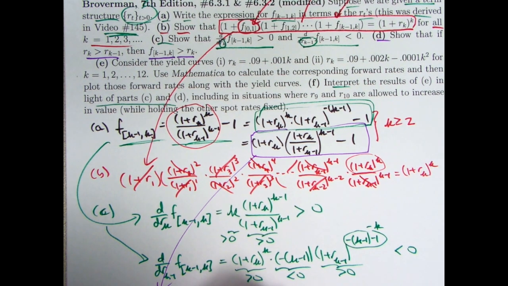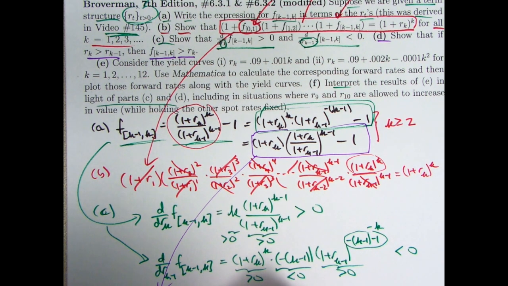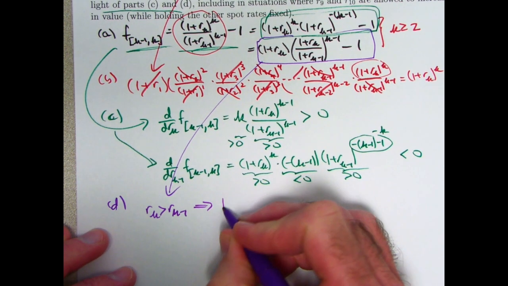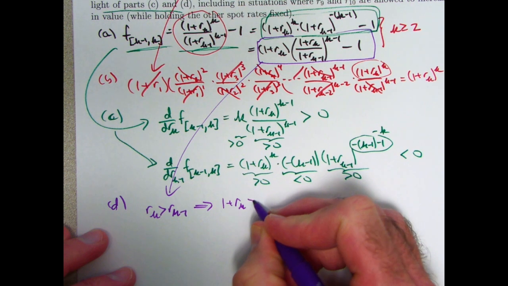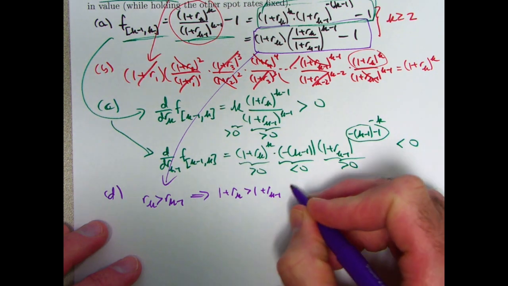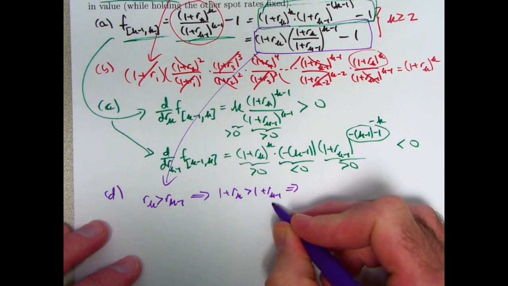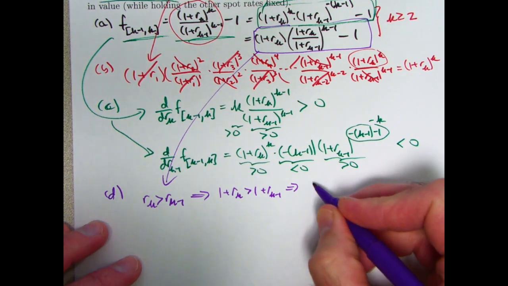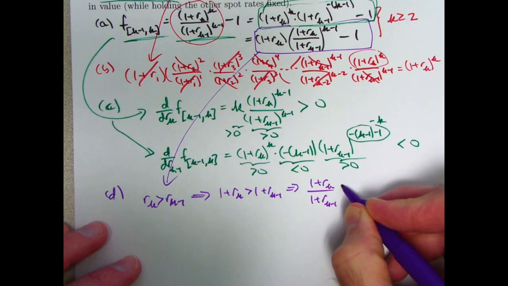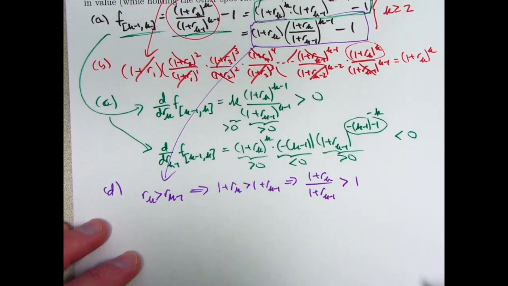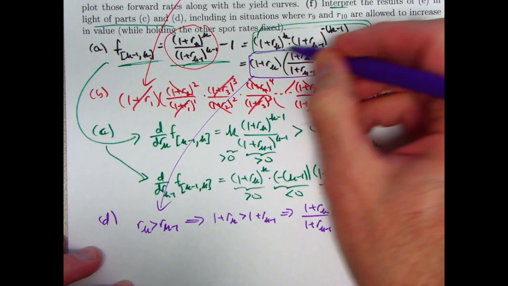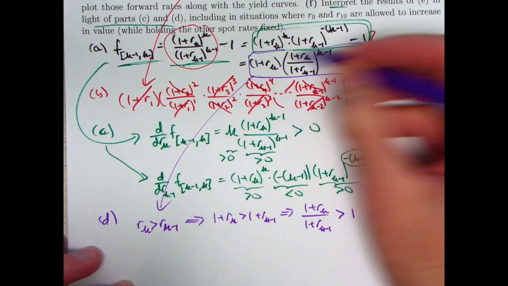So assuming rk is greater than rk minus 1, that's going to imply that 1 plus rk is greater than 1 plus rk minus 1, just by adding 1 to both sides of the inequality. And that will imply, if you divide both sides by this, which is not a negative number, that 1 plus rk over 1 plus rk minus 1 is greater than 1. Okay? Hopefully you can see where this is going. That's going to imply this thing's bigger than 1, and this whole thing is bigger than 1 plus rk, and then the 1s would cancel.